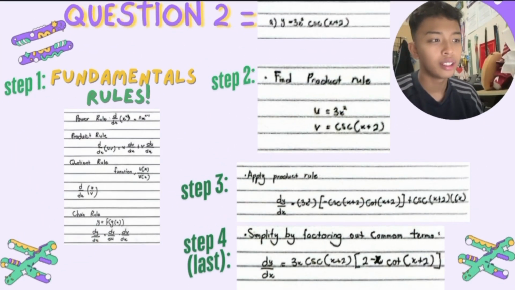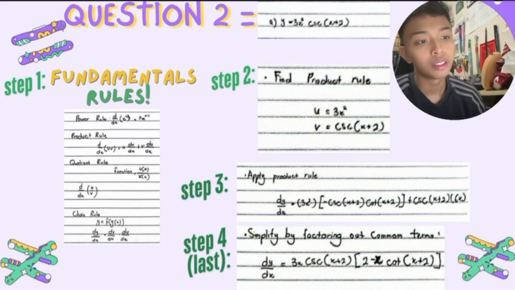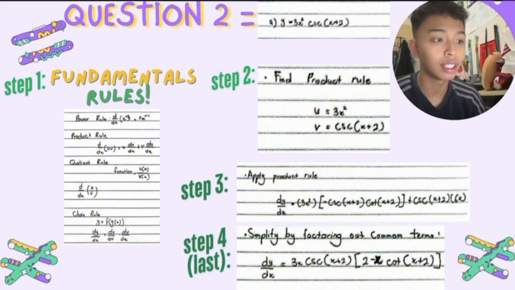We are asked to find the derivative of the function y equals 3x^2 cos(x + 2). To solve this, we'll break it down into 4 simple steps. First step, we look at our fundamental calculus rules. Since our function consists of 2 different terms multiplied together, an algebraic term and a trigonometric term, we know we need to use the product rule. In step 2, we identify our pieces. We let u equal the first part, which is 3x^2, and let v equal the second part, which is cos(x + 2).